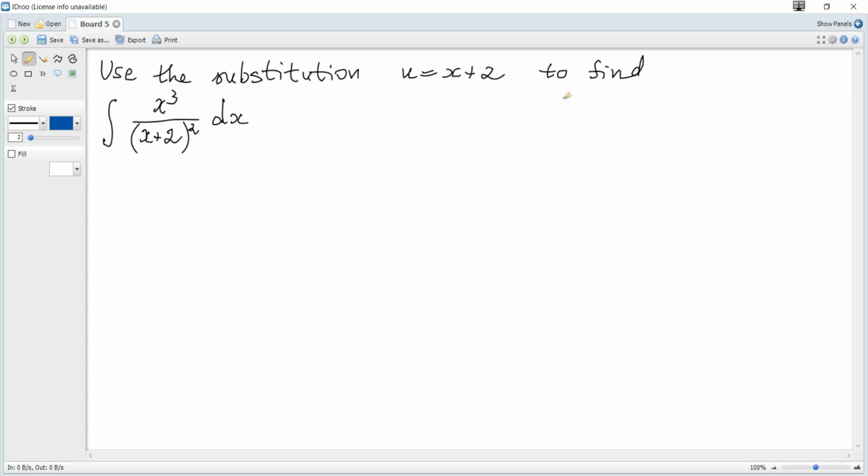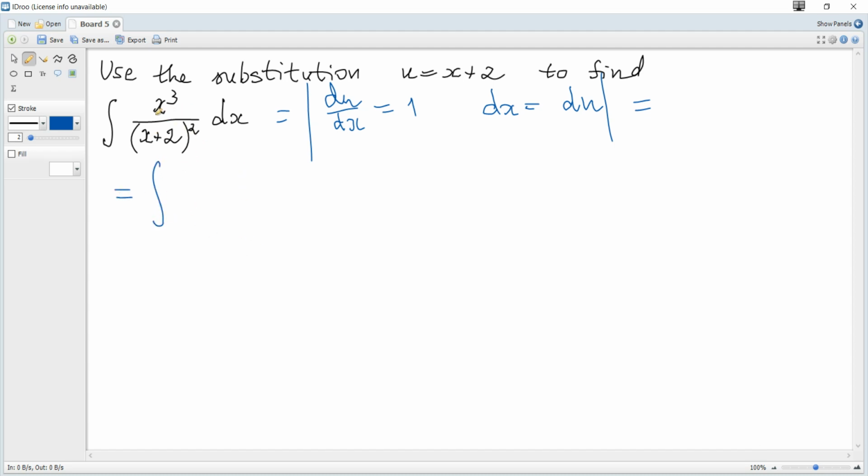Use the substitution u is x plus 2 to find a given integral. The first step is we consider du dx. It's just a derivative, so we can see it's just 1. Then we solve for dx and we can see that it's just du over 1, or du. And then we need to represent this integral in terms of u only.